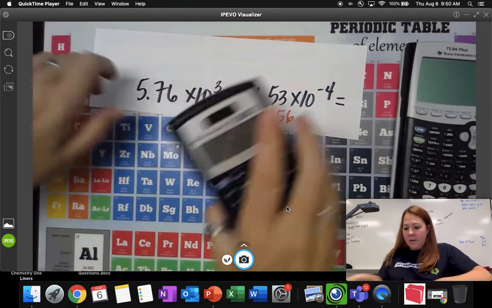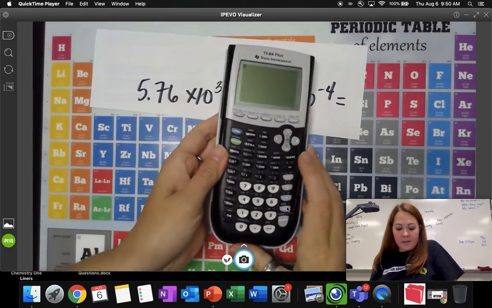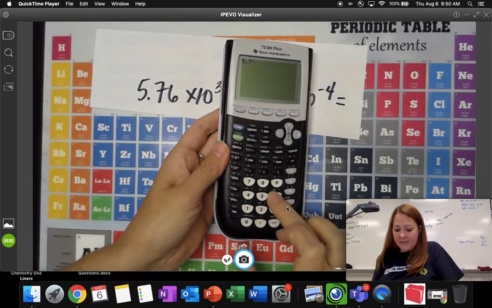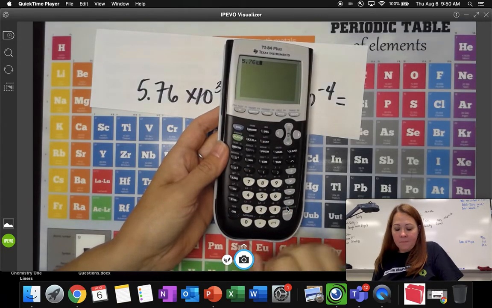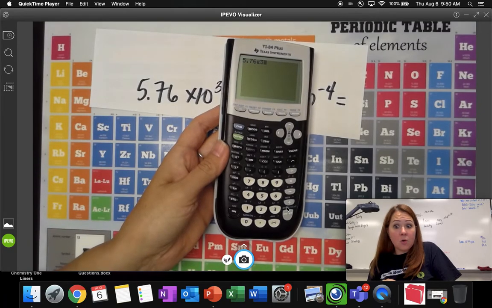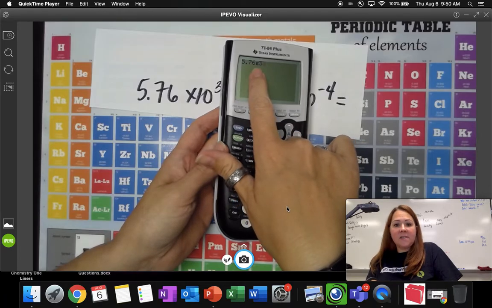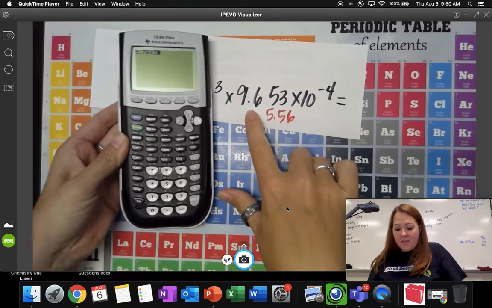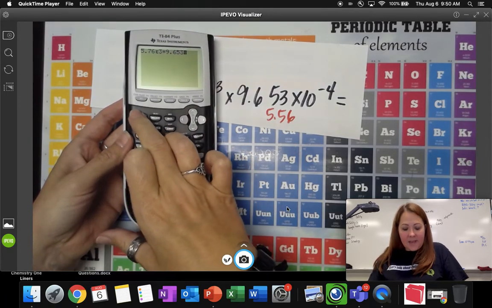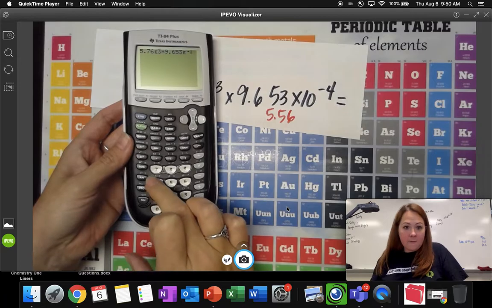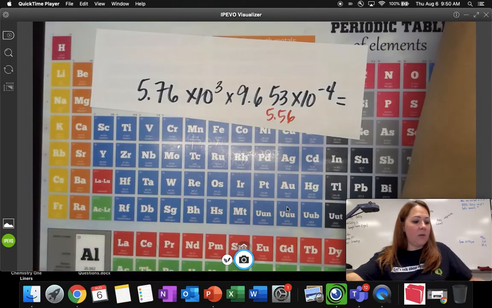Same thing on my graphing calculator. With this calculator, again, I'm going to push 5.76, second E, so it's still right there, the second E button. And then I'm just going to push 3. No times, no 10, no caret button. This says 5.76 times 10 to the third power. And then my problem says times 9.653 second E -4. And again, we get the same answer. So those are my TI calculators.